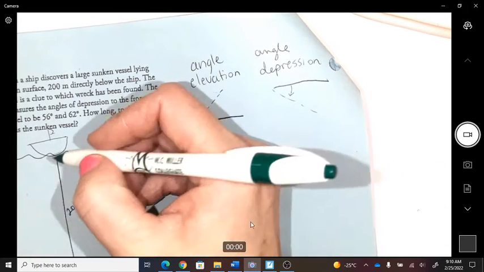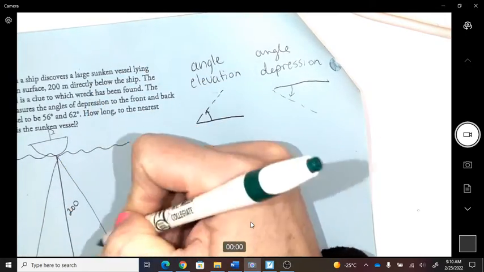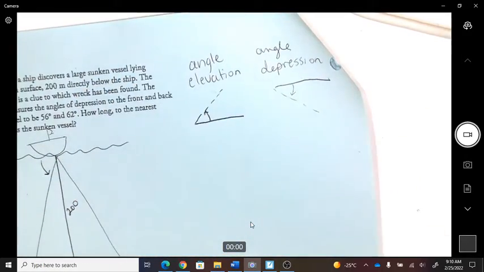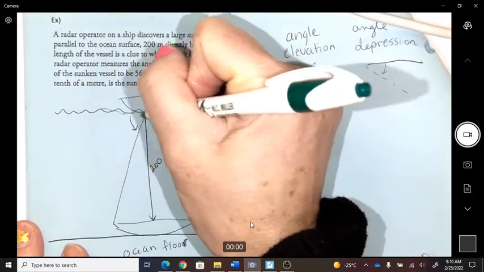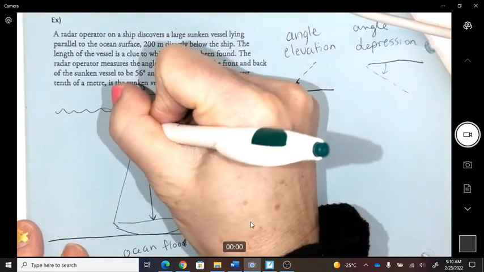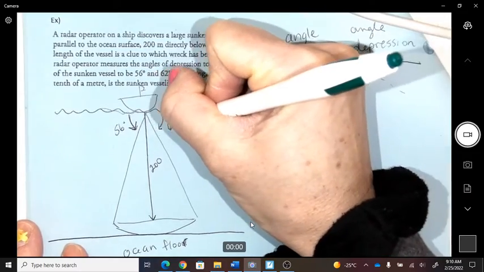Okay, so to the front and the back of the vessel here. This would be considered the angle of depression because it would be from the flat, angled, swiveling downward. So that angle is 56, and the other to the back of the boat is 62.